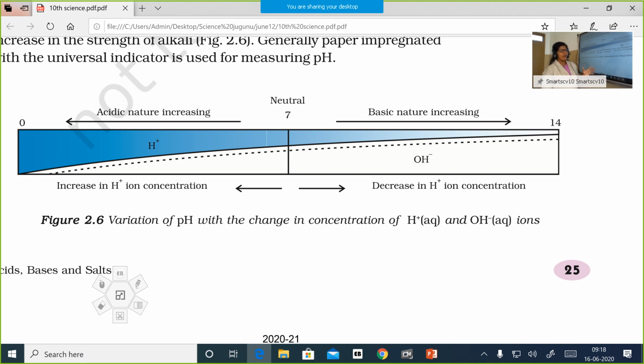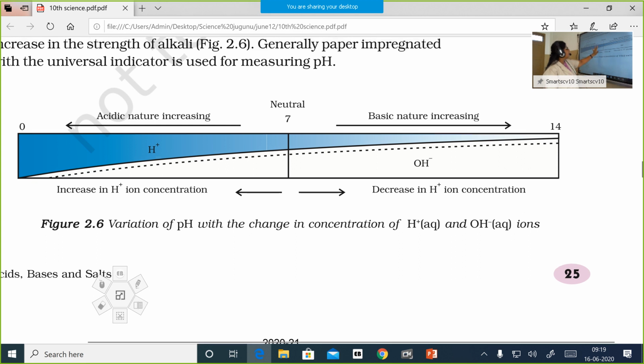I think you got an idea regarding the strength of acids and bases. So to generalize, the strength of an acid is determined by what? The amount of H plus ions produced when the acid is dissolved in water. And how is the strength of a base determined? It is determined by the concentration of OH minus ions produced when the base is dissolved in water. The strongest acids produce more H plus ions compared to other acids, and the strongest bases produce more OH minus ions compared to other bases.